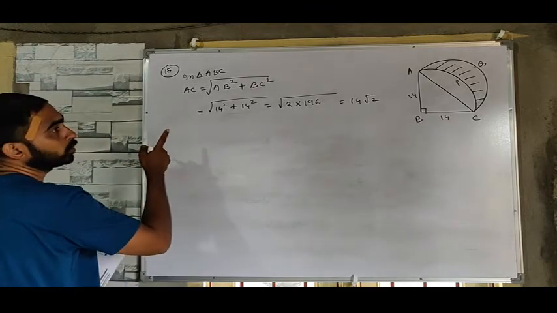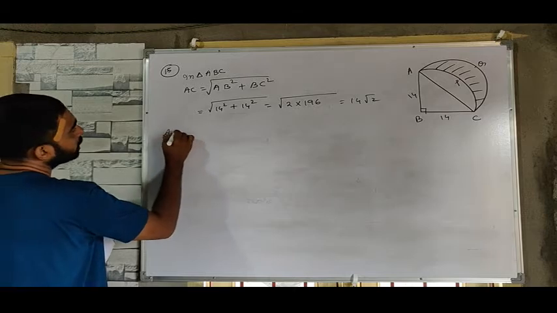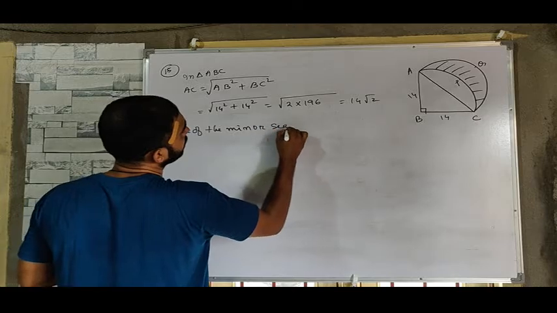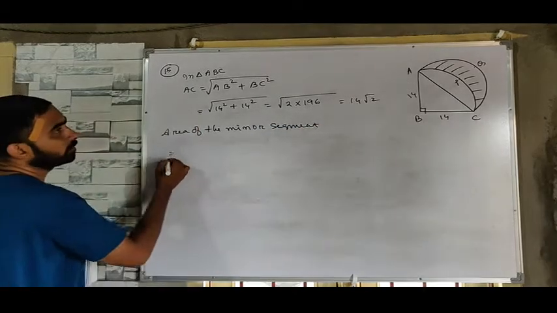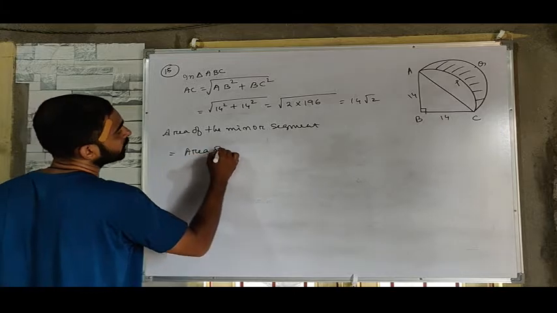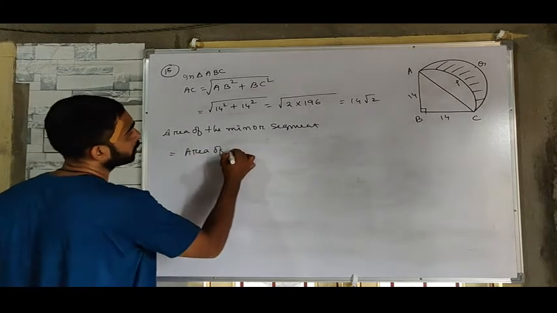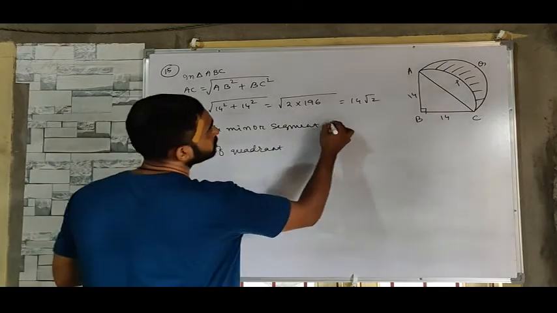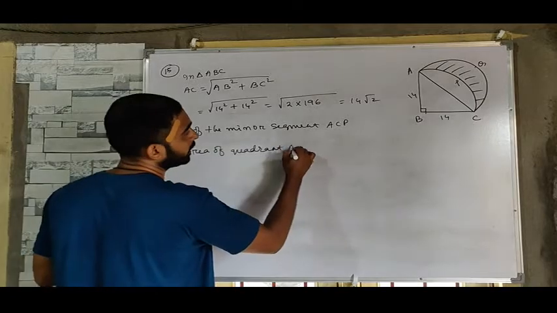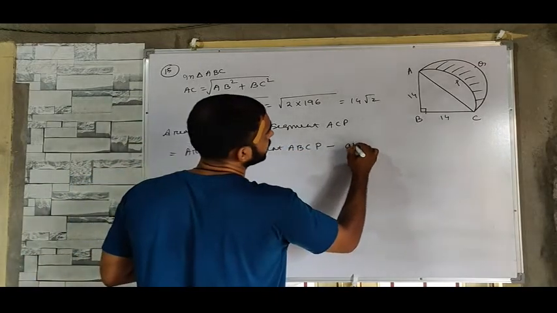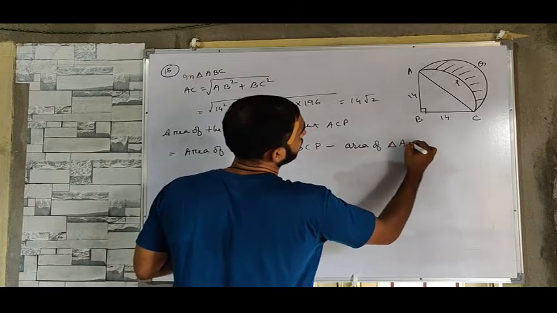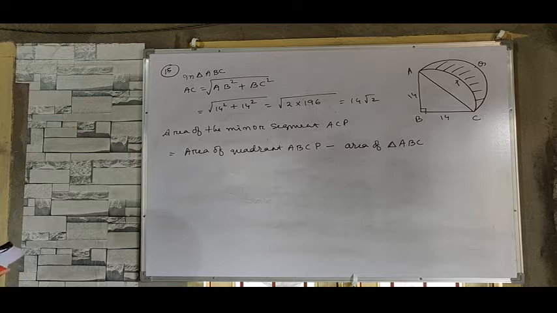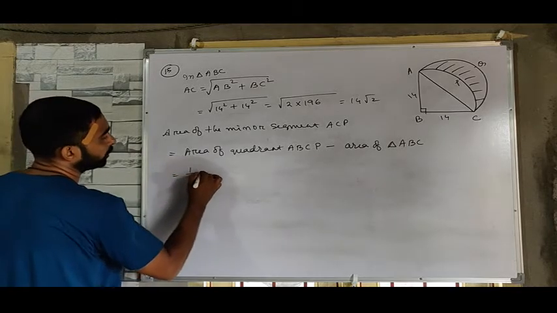So AC equals 14 over 2. Now the area of the minor segment equals the area of quadrant ABCP minus the area of triangle ABC. Area of quadrant ABCP minus area of triangle ABC. Quadrant formula: 1 by 4 pi r square.